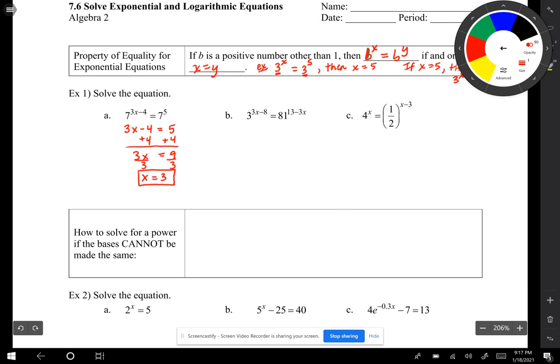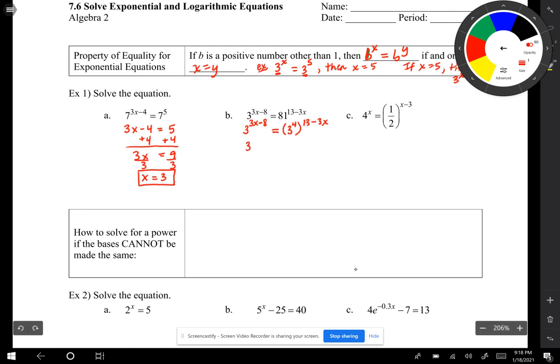What if the bases aren't identical? Well, then you have to get the bases to be the same. And I mentioned this earlier on in this chapter. So you have 3 to the 3x minus 8. Here you have 81. Well, that's not the same base as a base of 3. But if you remember your powers of 3, we know that 3 to the 4th power, 3 times 3 times 3 times 3, is equal to 81. So we can write 81 as 3 to the 4th. That's going to be raised to the 13 minus 3x power. And now you can set the exponents equal to each other.